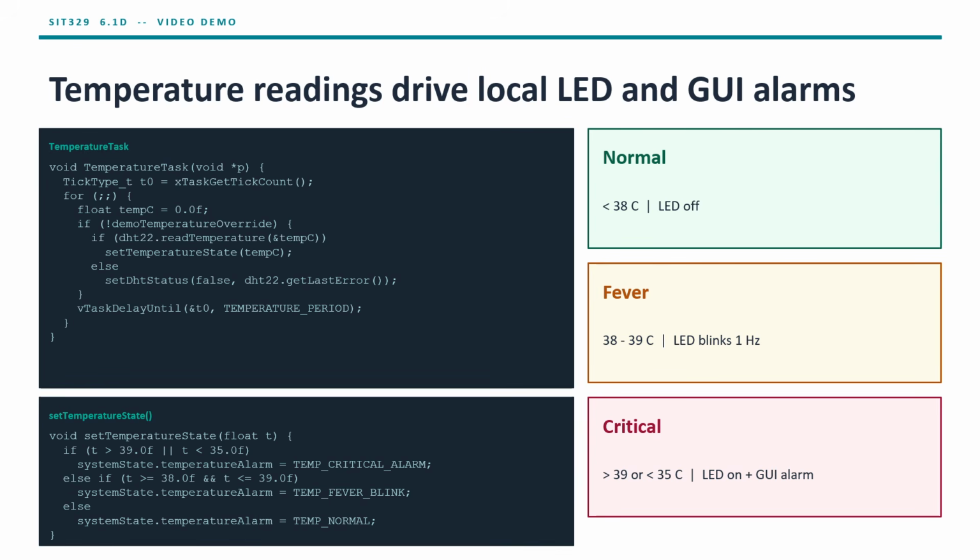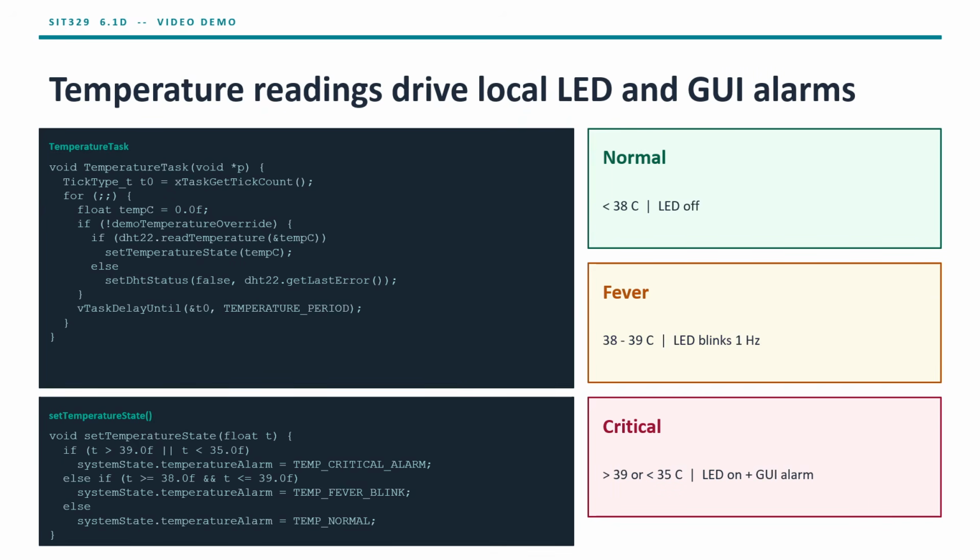This slide explains the temperature monitoring task. The temperature task runs every 5 minutes in deployment. For this video demonstration, I've set demo timing to 1 in the sketch, which shortens the period to 5 seconds so the features can be shown quickly. At each interval, if the demo override is not active, the task calls DHT22 read temperature.